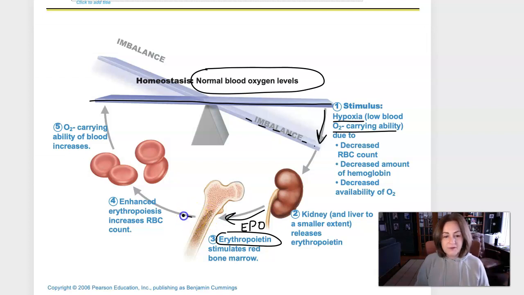So erythropoietin is going to enhance red blood cell production, it's going to increase red blood cell production, and as those red blood cells go out into the circulation, that's going to increase the oxygen carrying capacity of the blood, which should solve our problem.